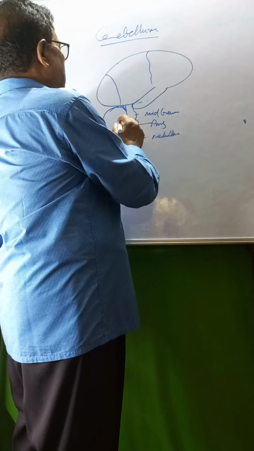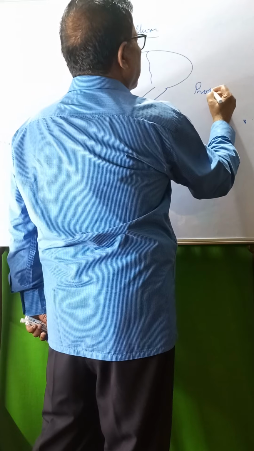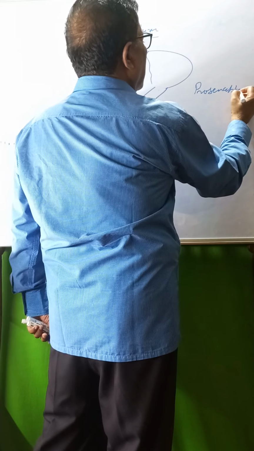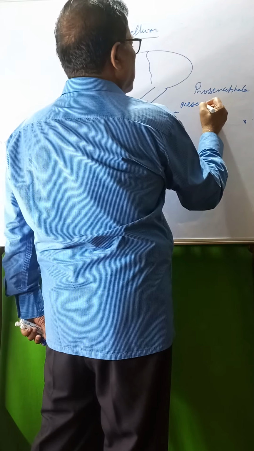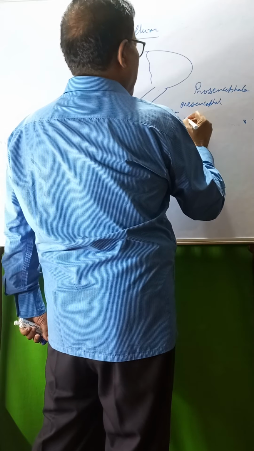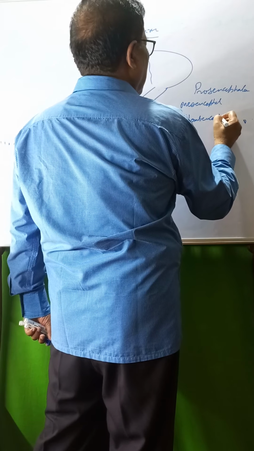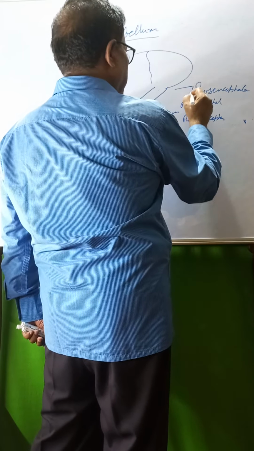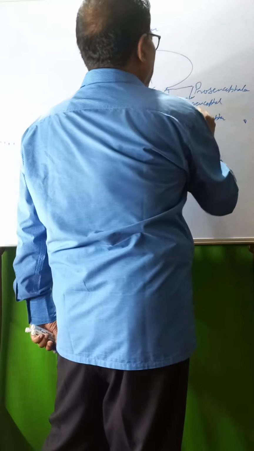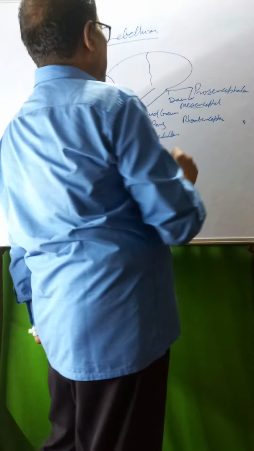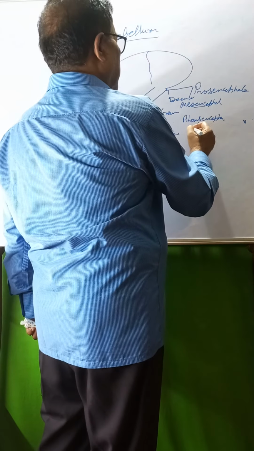Cerebellum develops along with pons from prosencephalon, mesencephalon, and rhombencephalon. From prosencephalon, telencephalon and diencephalon develop. From mesencephalon, this midbrain develops, and from rhombencephalon, pons, medulla, and cerebellum develop.